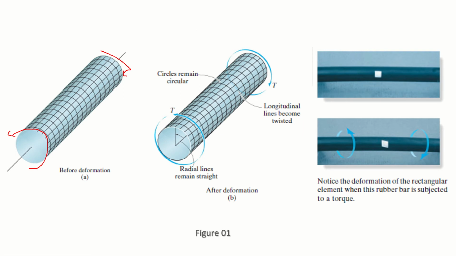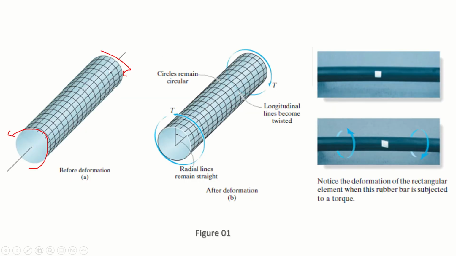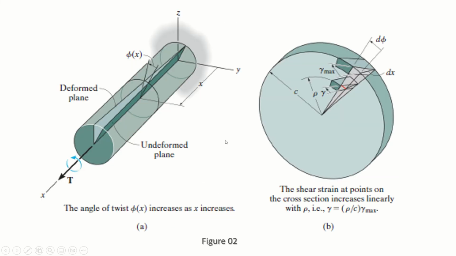Okay, so notice the deformation of the rectangular element when this rubber bar is subjected to a torque. This is before application of the twisting or the torque, and this is after. So check the deformation in this rectangular element. Now if the shaft is fixed at one end and a torque is applied to its other end, in this example the torque was applied to both ends in opposite directions, right? But let me take you to this one.